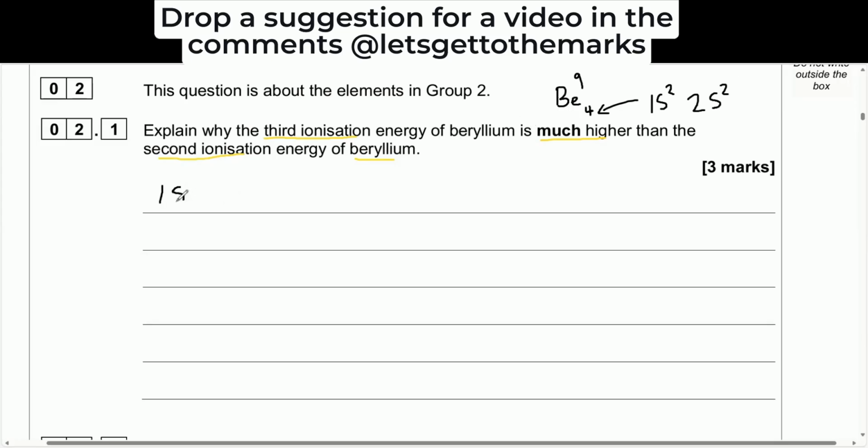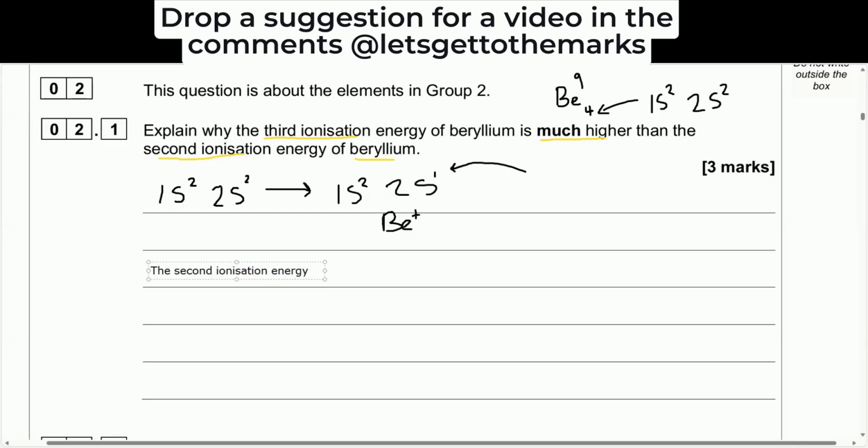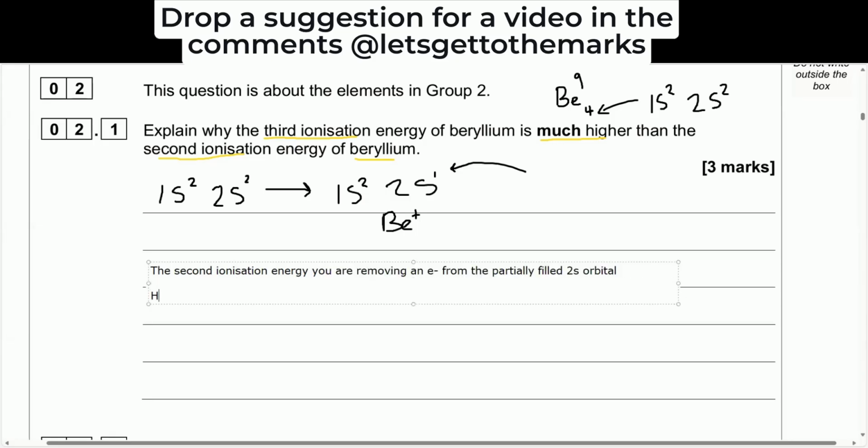Now, the second ionization energy, we're going to be removing that electron from 2s1, because obviously at the start it's 1s2, 2s2. Now we've taken that first electron away, the first ionization energy, we've broken into that shell. But now that second electron is that tiny bit closer to the nucleus, but not much. And we're taking it away from a beryllium plus 1 ion. But why is it that the third electron is even higher? The second ionization energy is just removing this 2s1 electron, and it's from a partially filled orbital, which makes it a little bit less stable.